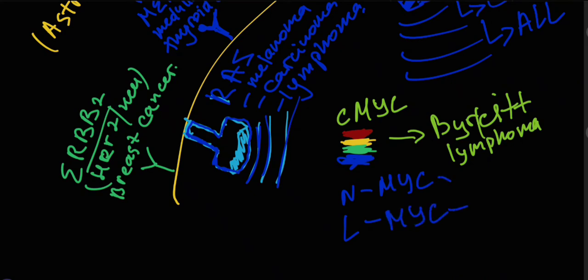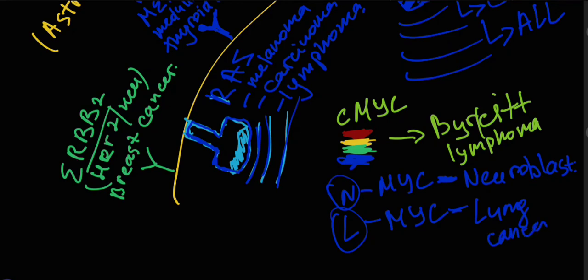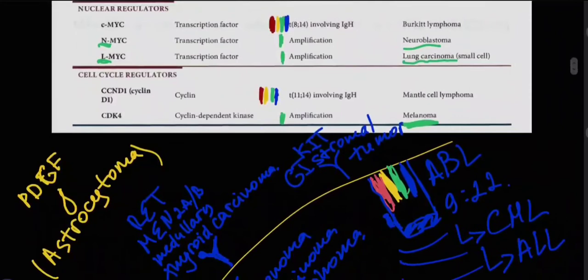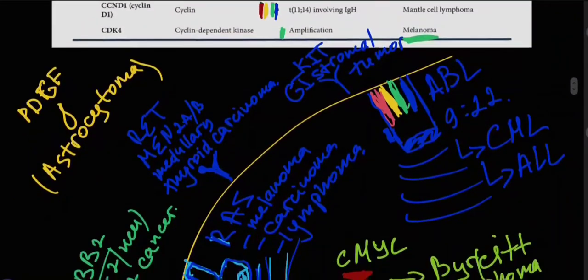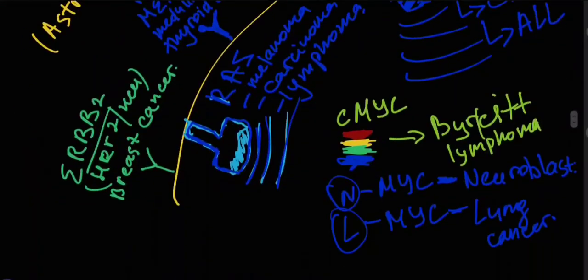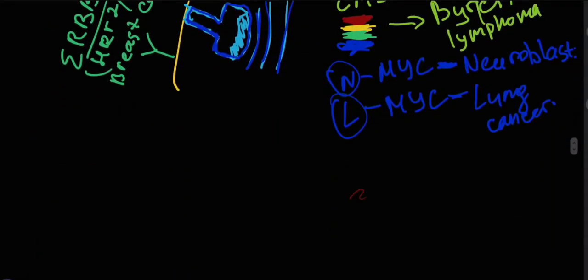Mutation occurs due to point mutation, and N is neuroblastoma, and L is lung adenocarcinoma, lung cancer. There are two cell cycle regulators. CCND1, cyclin D1, leads to mantle cell lymphoma. It occurs also by translocation.